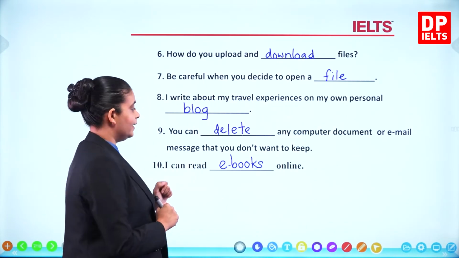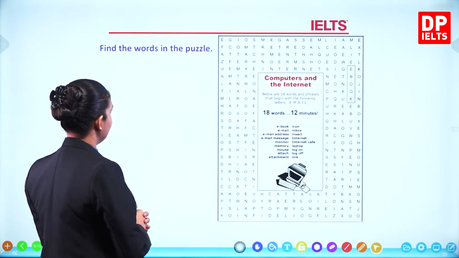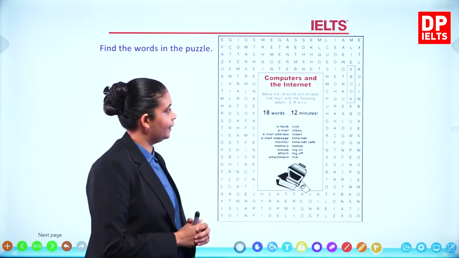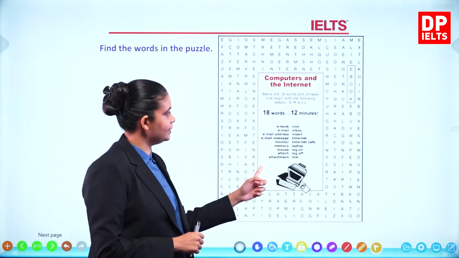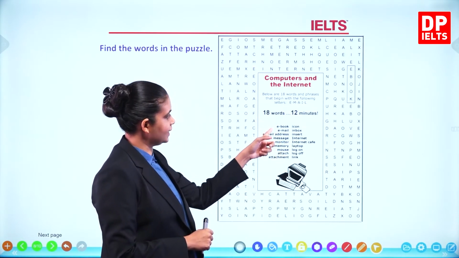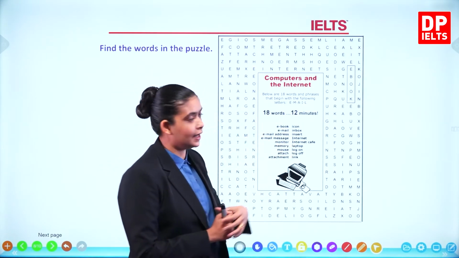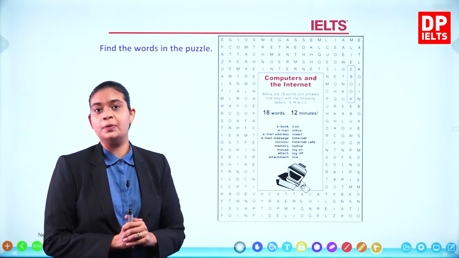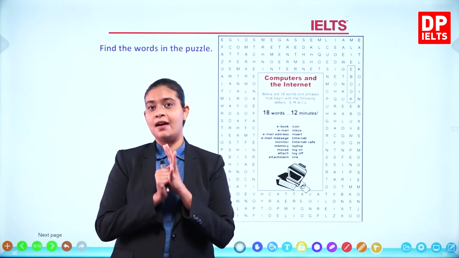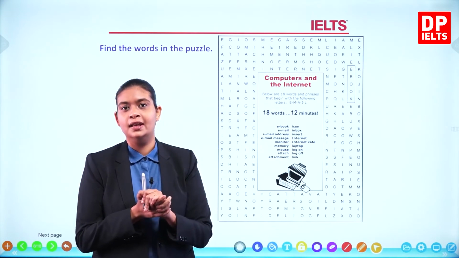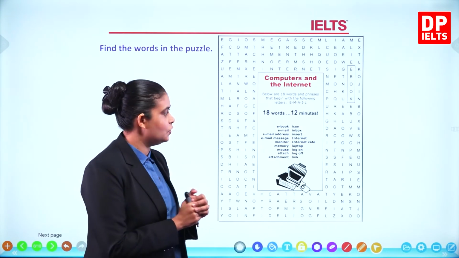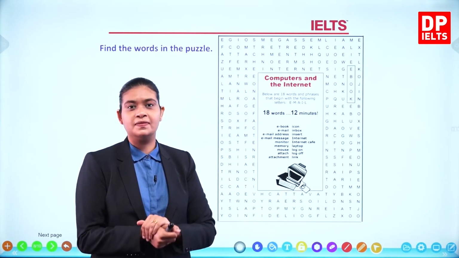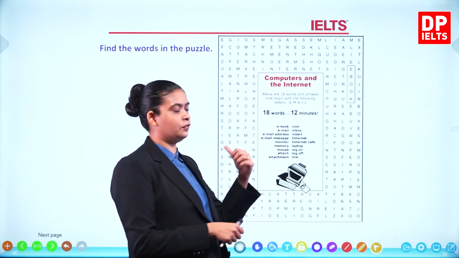All right. So, let us have a look at the next activity. Find the words in the puzzle. Now, there are few words that begin with the following letters E, M, A, I and L. There are 18 words here that you must find from the puzzle, and you have a time that you must finish it off within, that is 12 minutes. So, you have 12 minutes to find 18 words. Pause the video, on the timer and find the words.